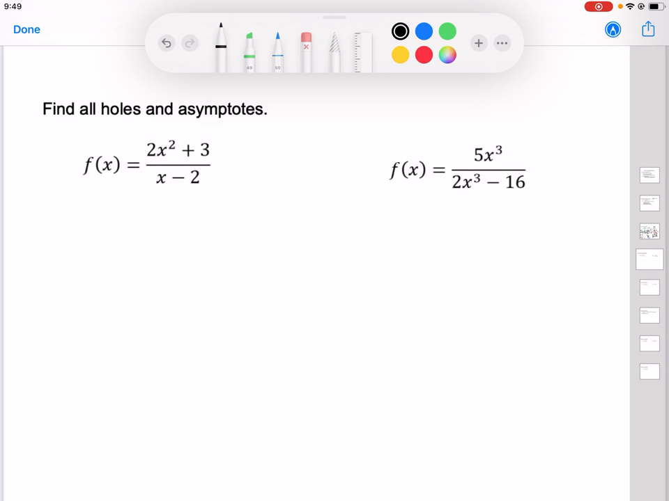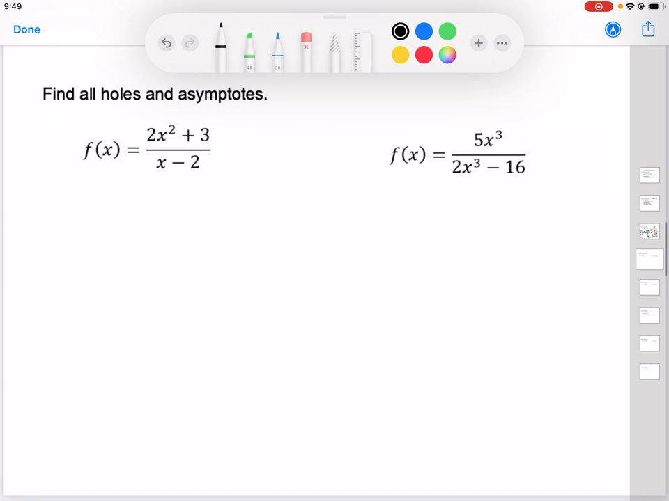So let's do another. Let's do this next one. The numerator does not factor and the denominator does not either, so that makes life pretty easy for us. So we're going to go ahead and say there are no holes. Vertical asymptote is going to be at x equals 2, because remember, you look at the denominator. So there's your vertical asymptote.